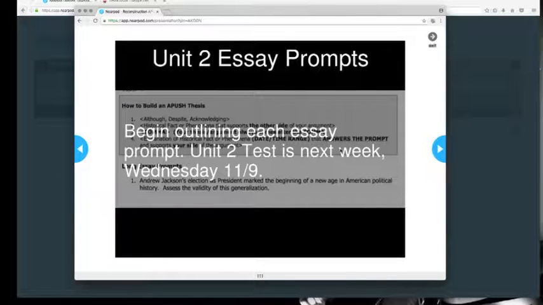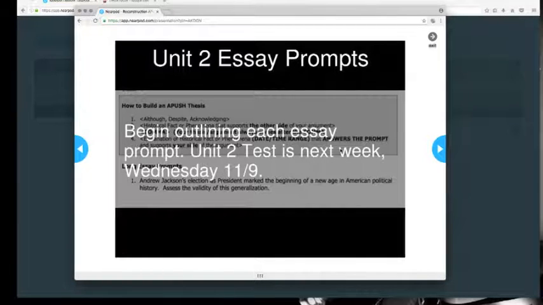So one of the handouts that you should have been given is the Unit 2 essay prompts. There are 4 of them. One of the 4 will be the long essay that you write on your Unit 2 test, which is next week on Wednesday, November 9th, before the Veterans Day holiday. Veterans Day, we have the 11th off on Friday, so that's why the unit test is going to be on Wednesday.